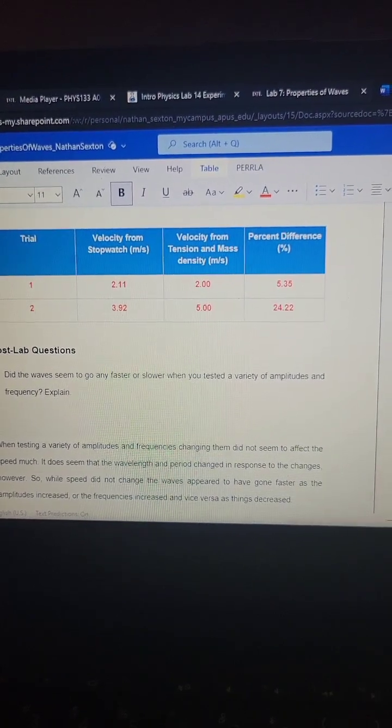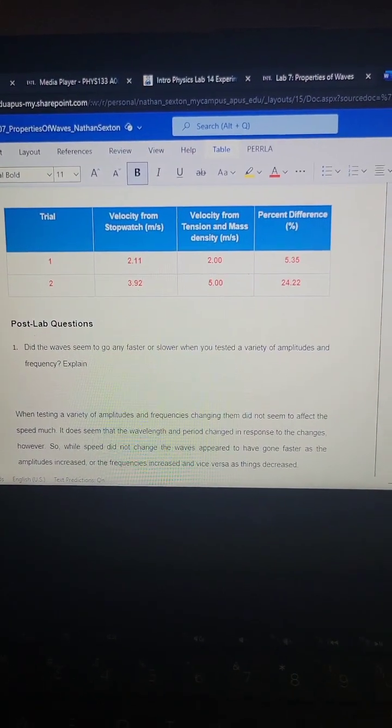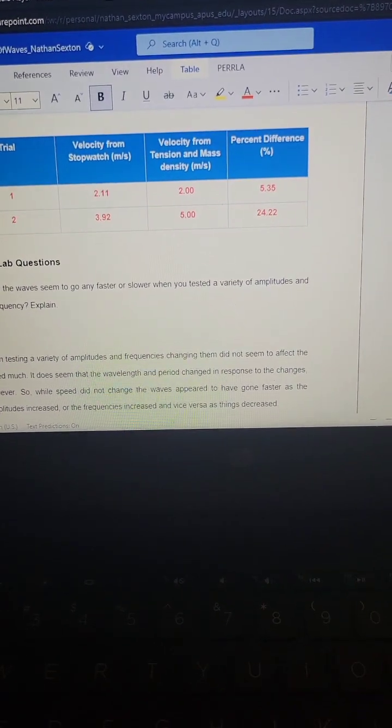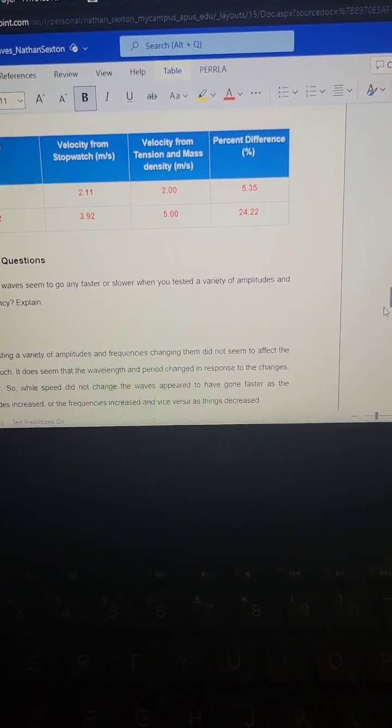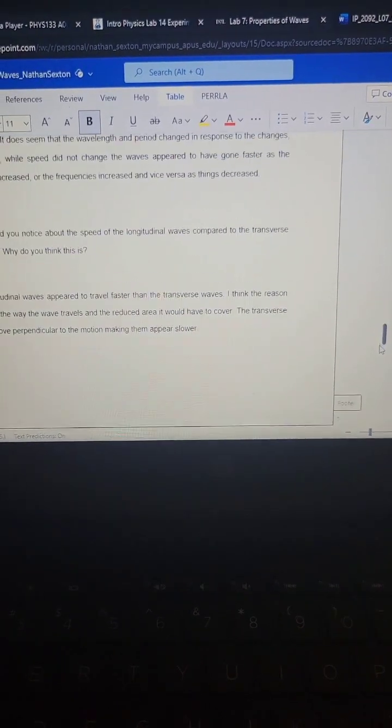Since there are more factors and more things that are measured, plus less chance for human error, the velocity from tension and mass density I think is more accurate. But even so, the first one we got a 5.35% error and a 24.22% error on the second one. Still, they were relatively close compared to a lot of the other experiments. Lastly, as far as the accuracy of these instruments and the individuals reading them, human errors with the stopwatch and everything also could have played a huge problem in this lab.